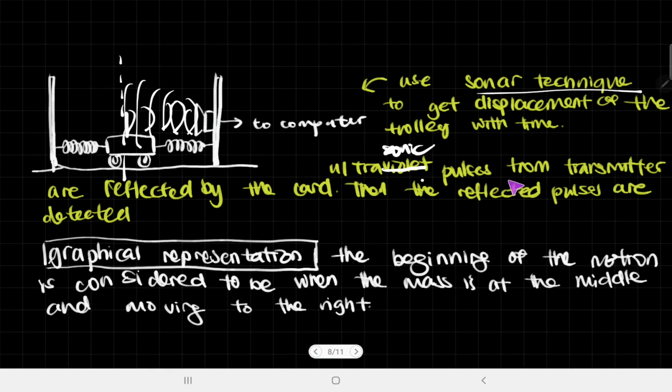So these ultrasonic pulses from the transmitter are reflected by the card, and the reflected pulses are detected so that they can be represented on a computer. And it's a very accurate way of doing so. It's very mathematical. The graphical representation, the more conventional way to do it, is that the beginning of the motion in the graphical representation is considered to be when the mass is at the middle and moving towards the right. To say the middle, I mean equilibrium position. And when we say that it is moving towards the right, it means that it is going towards the positive direction. So what would this look like if we represented it on a graph?